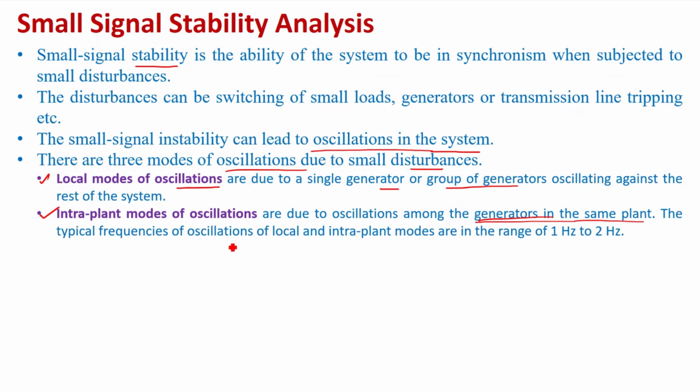So the typical frequencies of oscillations of the local or intra-plant modes are 1 Hz to 2 Hz. So these two modes, the local mode and intra-plant mode, the typical range of the frequency is 1 Hz to 2 Hz.